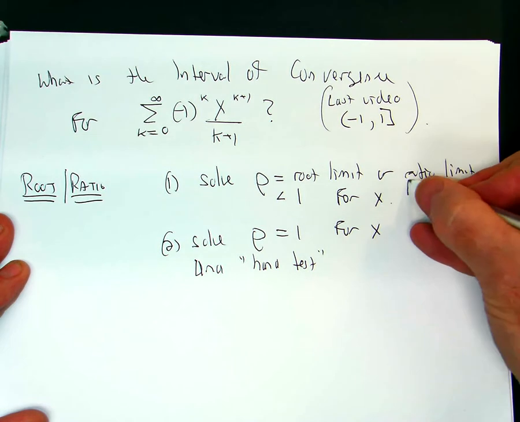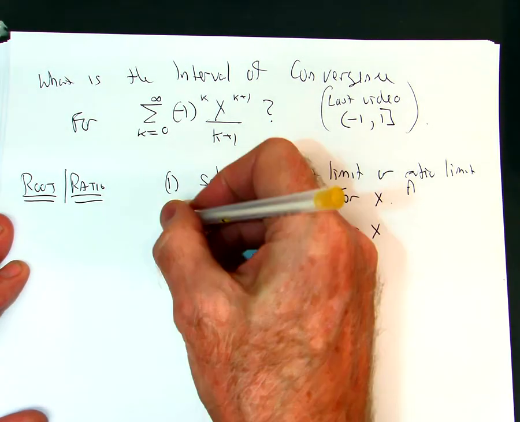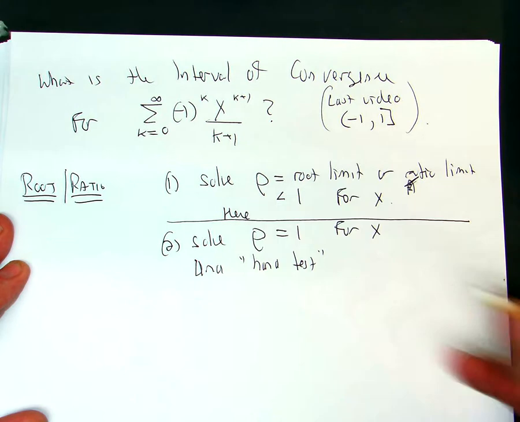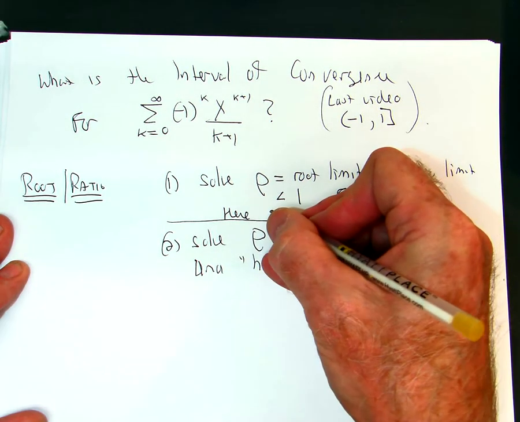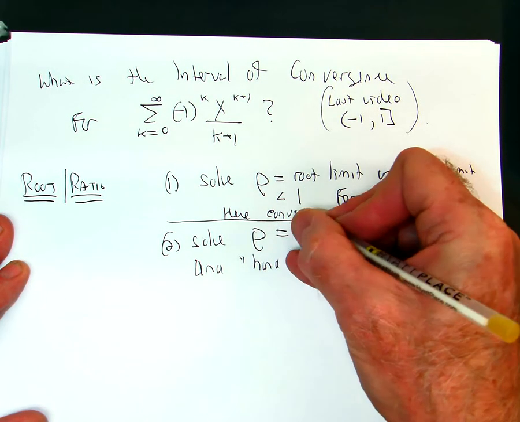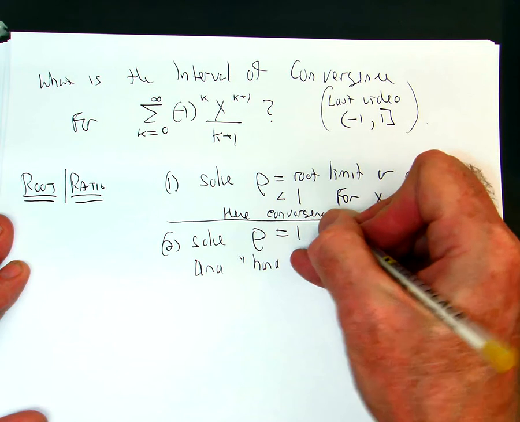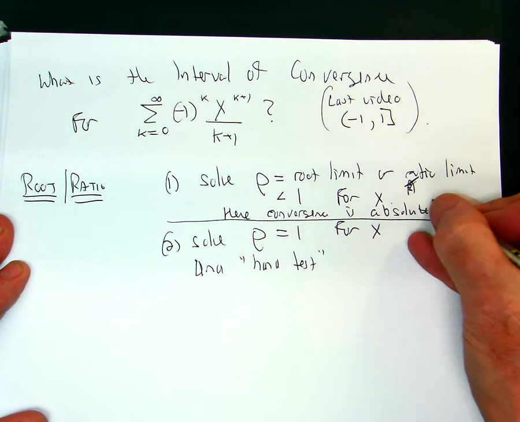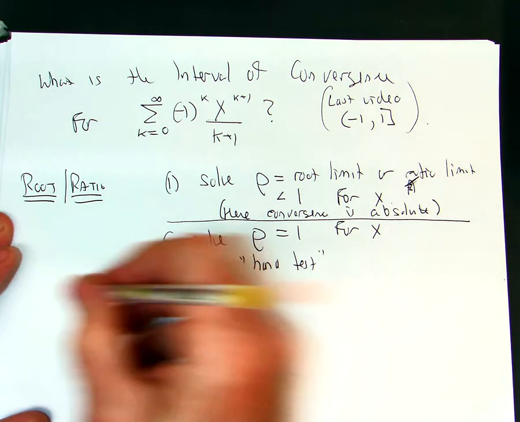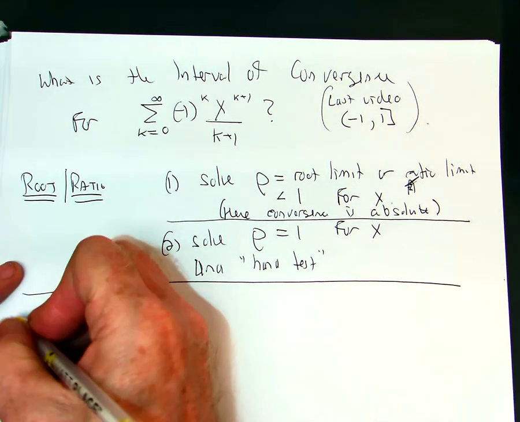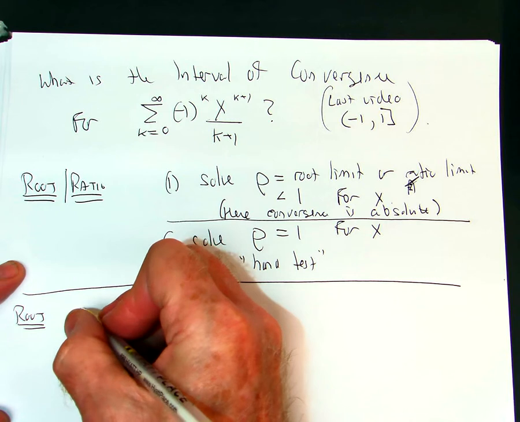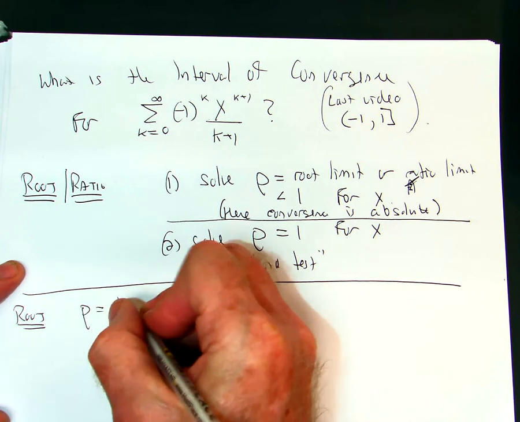Here, I'm going to say that because of the root and ratio test here, the convergence is also absolute. We don't need to know that, but I'll point that out. Okay, so I'll use the root first, and I'm going to solve rho equals limit.